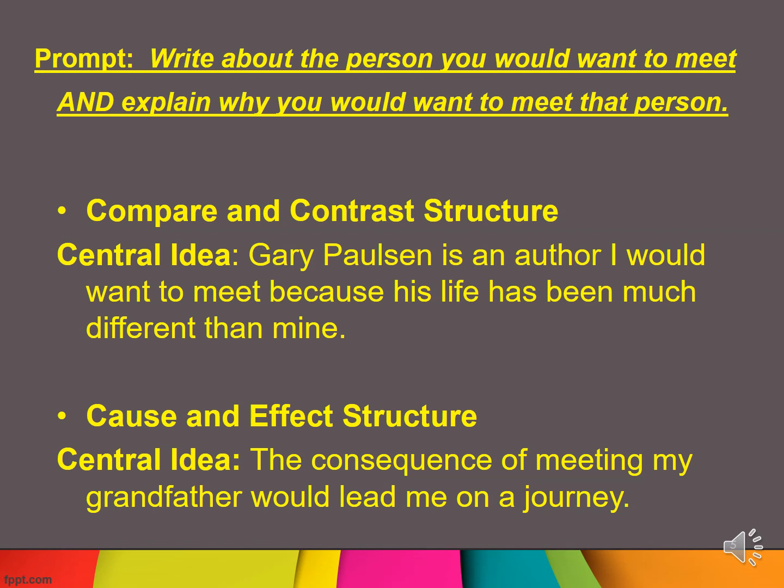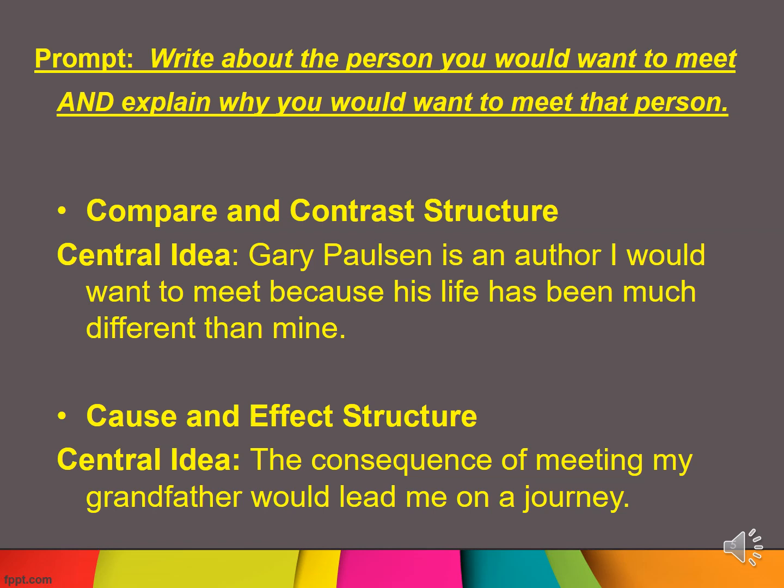For many of our students scoring a 2 or below, they completely ignored the second part of the prompt, explaining the why. Now, without this explanation, students cannot demonstrate an understanding of the expository task, which is to explain. So in the first example, the student chose to meet the author Gary Paulson because of how different his life was from theirs. The author wants to compare lives which require a specific organizing structure called, guess what? Compare and contrast.